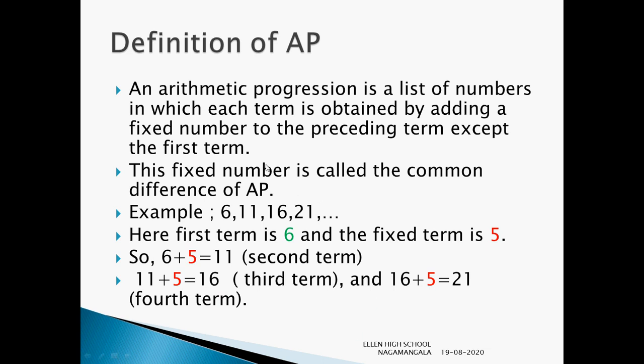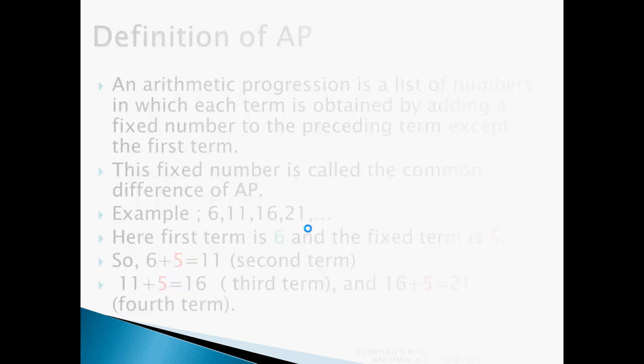That means an AP is a list of numbers. It is also a sequence. Each number is obtained by adding a fixed number. Adding a fixed number means we add 5 to every term except the first term; we do not add before the first term, we add after it. That is called an AP.